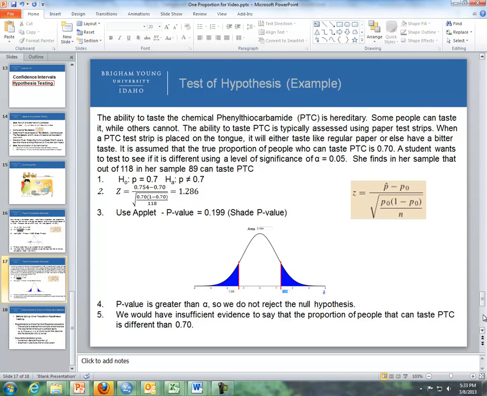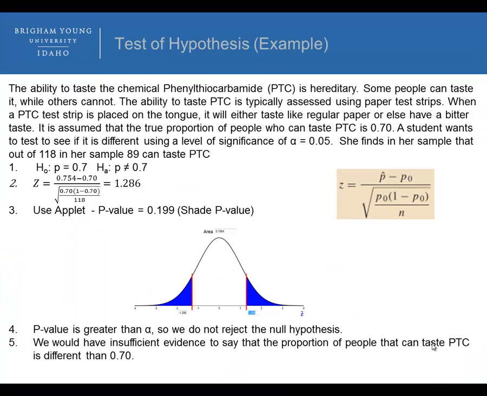So the ability to taste the chemical PTC is hereditary. So this is a problem in the online textbook. Some people can taste it while others cannot. The ability to taste PTC is typically assessed using paper test strips. When a PTC test strip is placed on the tongue, it will either taste like regular paper or else have a bitter taste. It is assumed that the true proportion who can taste PTC is 70%. A student wants to test to see if it is different using a level of significance of 0.05. She finds in her sample that out of 118, 89 can taste PTC.